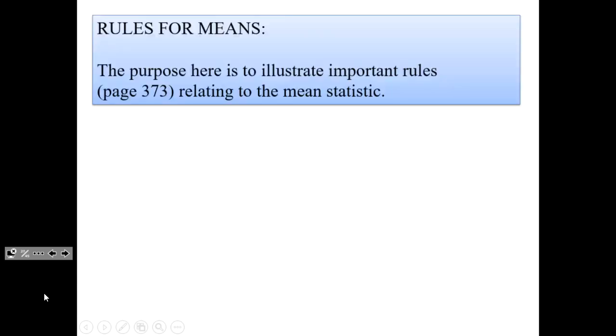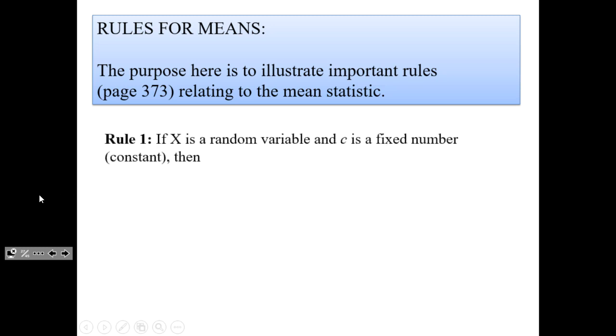So, rules for means. In order to go over these, you want to look at page 373 in our textbook. Page 373 is going to go over a lot of our rules. Sorry for that. So you make sure you're going over these rules. Now, rule number 1, if x is a random variable and c is a fixed number or a constant, then the expected value of x plus that constant is just going to be equal to the expected value of x plus the constant. And if it was minus a constant, it would be minus the constant. This is our first rule.